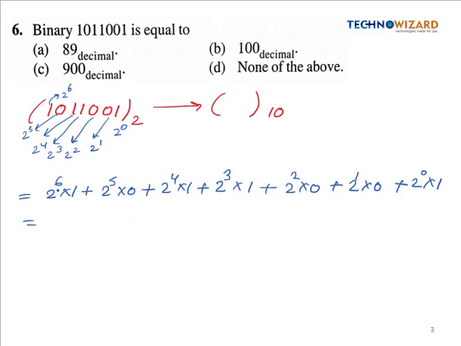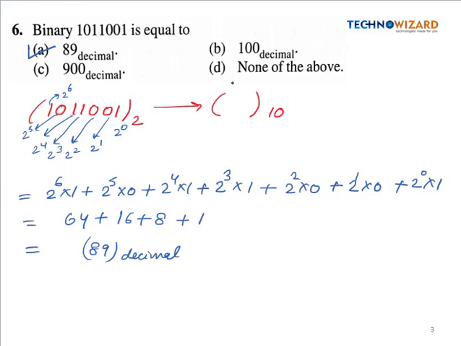So 2 to the power 6 is 64, this is 0, plus 2 to the power 4 is 16, plus 2 to the power 3 is 8, this is 0, this is 0 and 2 to the power 0 is 1. After the simplification we will get 89. So the binary number is equivalent to 89 in decimal. So option A is correct.